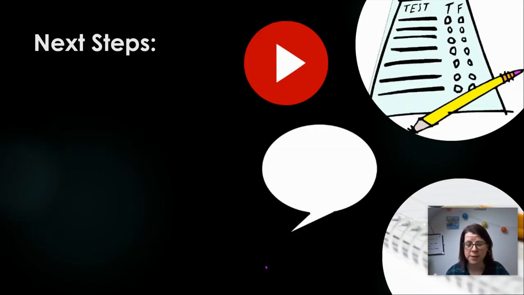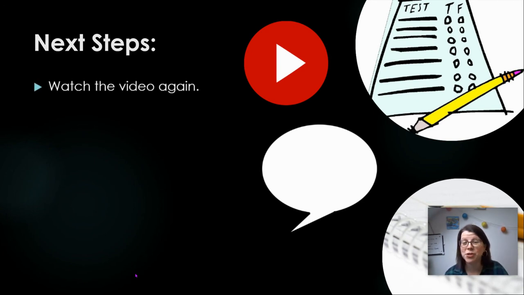Okay, so next steps. How can you make yourself remember this and practice it and get it perfect? So first thing you can do is watch this video again. So stop this, watch it again, pause it when you get to a place, and then maybe do some writing in between.